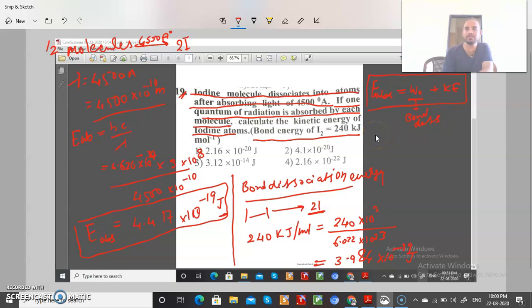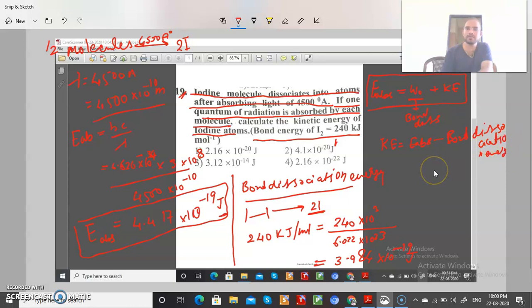So if you want to calculate the kinetic energy, students, it is the energy absorbed minus the work done. At the place of work done, you can use the term bond dissociation energy.